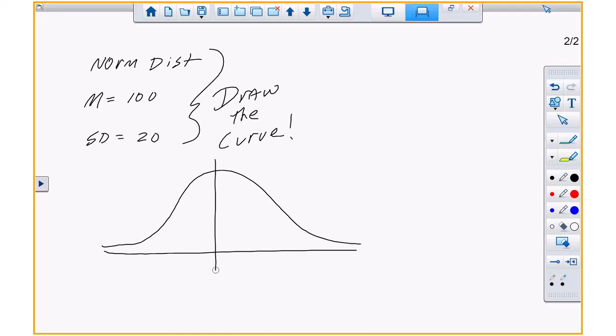Now, there's going to be one or two people in here that invented the curve and that says, I don't have to draw it. Well, then don't whine when you get every one of the problems wrong in chapter 7.